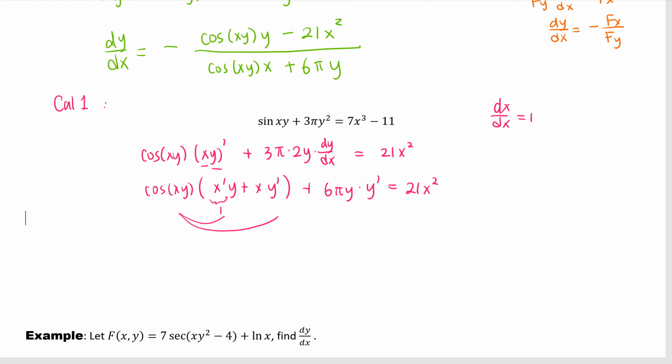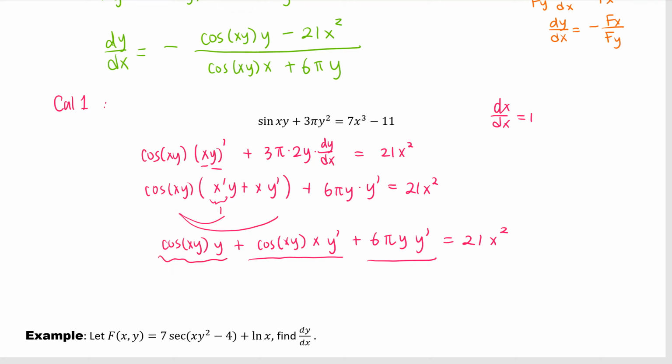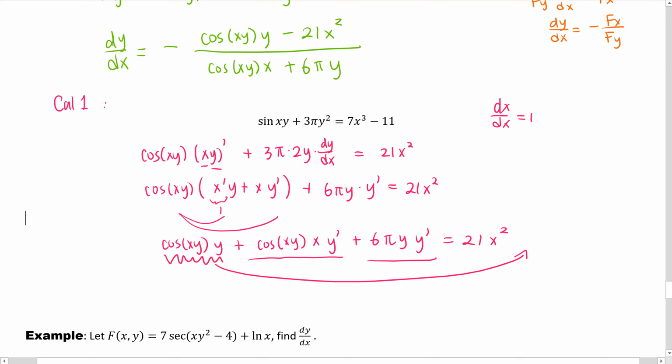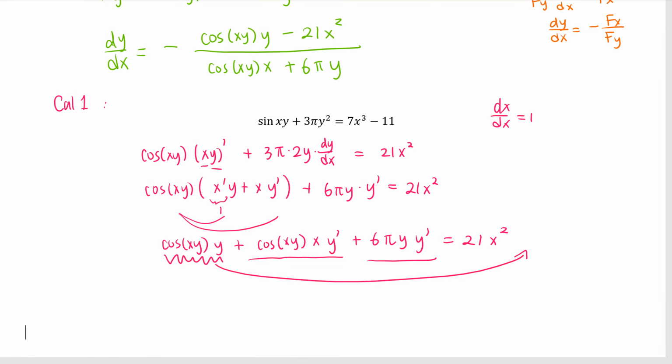You're gonna distribute. So cosine xy times 1 plus cosine xy times x y prime plus 6 pi y prime equals 21x squared. Then what do we do? You see the terms with y prime? Keep them on the left hand side. For the terms without y prime, move them to the right hand side. And let's see.